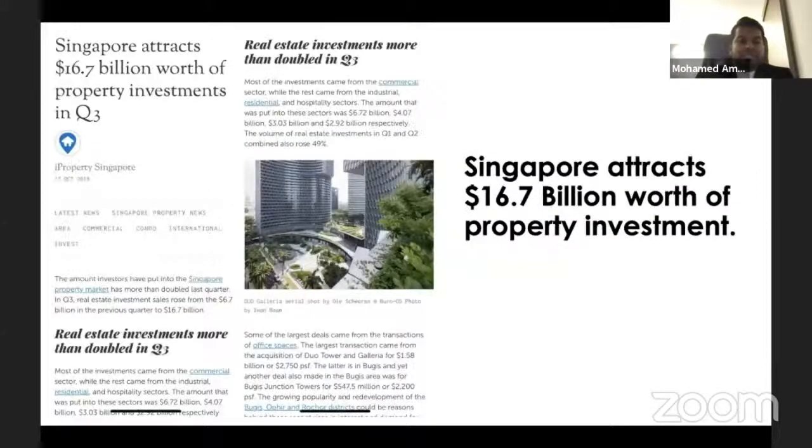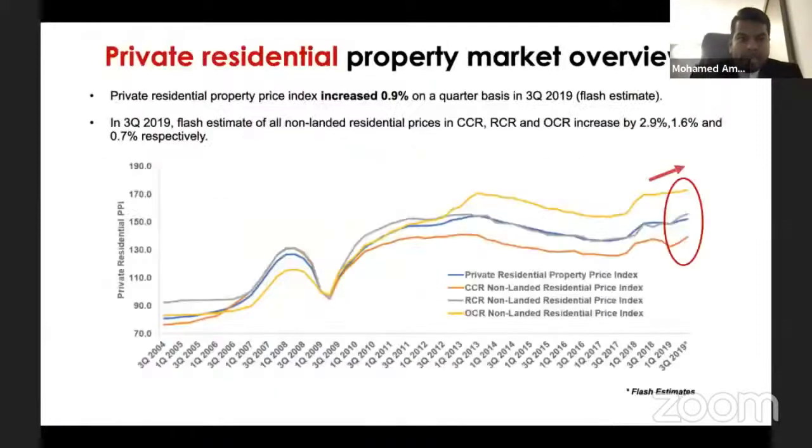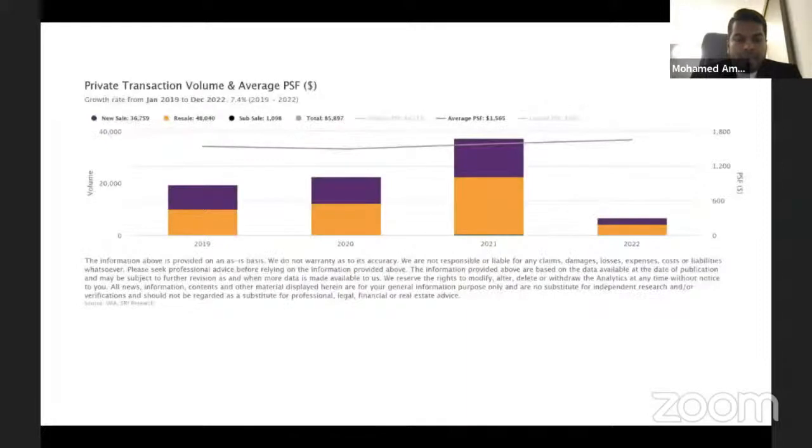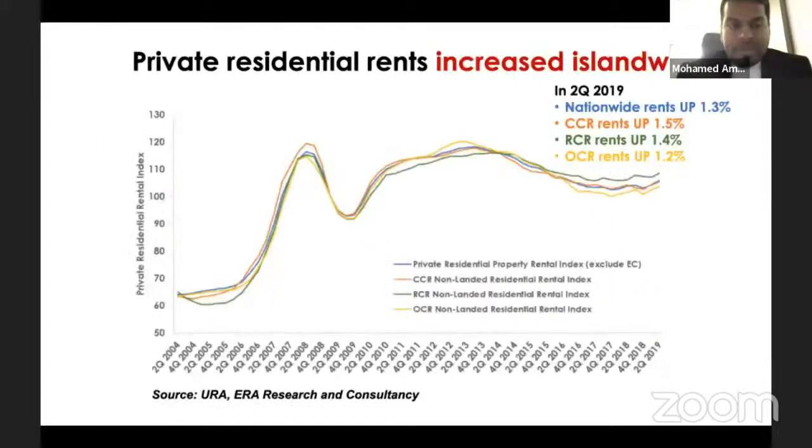Singapore attracted 16.7 billion worth of property investment in just Q3. And we are getting a lot of property investment from all over the world. The private residential property market overview is on the uptrend. And private transaction volume and average PSF, if you notice, in 2021, despite COVID, a lot of investors came to Singapore to invest because they see the value in Singapore. And private residential rents have been increasing as well.